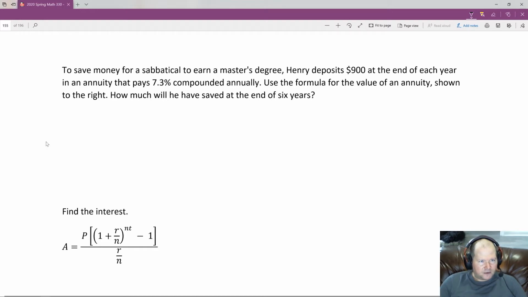Next, to save money for a sabbatical to earn a master's degree, Henry deposits $900 a year at the end of each year in an annuity that pays 7.3% compounded annually. Use the formula for the value of an annuity shown to the right. How much will he have saved at the end of 6 years? Now, I didn't put it on the right, I put it down here, but same thing, right? So we're just going to use this formula.